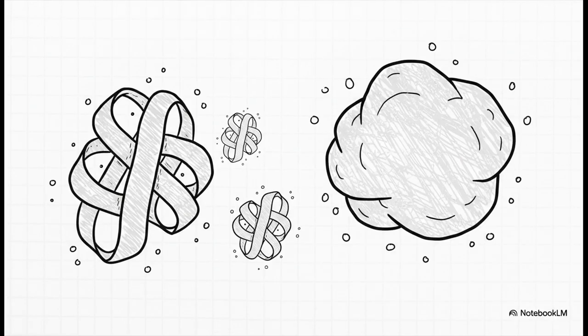Then you've got the total opposite, macromolecular colloids. These are the big shots, the heavyweights. We're talking single, giant molecules, things like proteins or starch, that are already big enough to be colloids all by themselves. They don't need to team up with anyone.